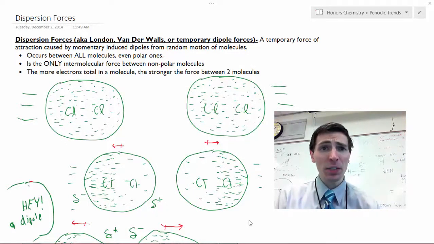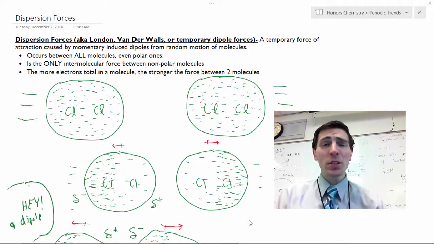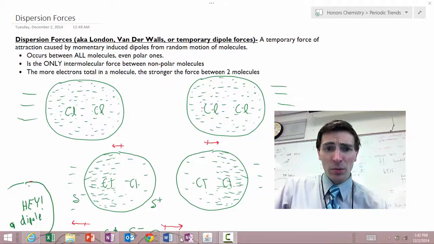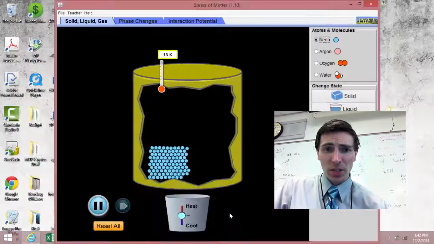Today we're going to talk about dispersion forces. This is the third type of intermolecular force. These forces are also sometimes called condensing forces because various substances at room temperature may be a liquid, a solid, or a gas. And if they've condensed into a liquid or a solid, there's some force keeping them in that state of matter.